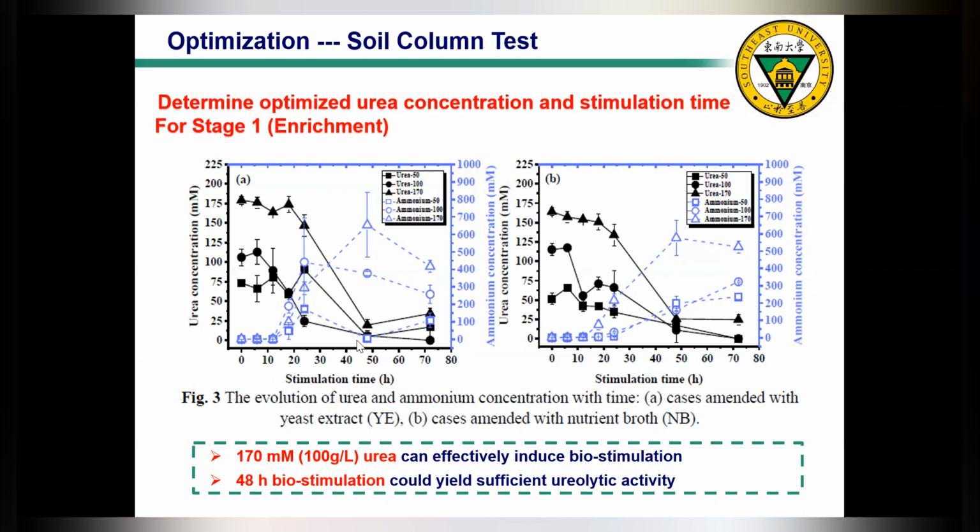Then we also find that after 48 hours, regardless of the medium, whether it is YE or NB, all the given urea has been consumed, right? It means that after 48 hours, it's already done. We already have a sufficient amount of ureolytic activity from the stimulated bacteria. So that's why we chose 170 mole urea and 48 hours for our following tests.